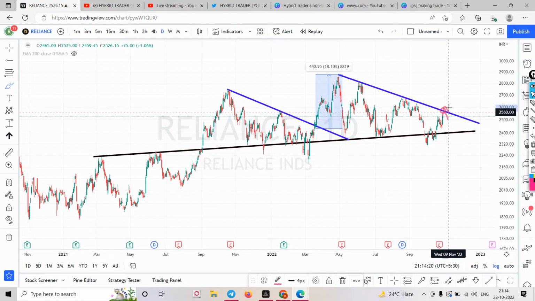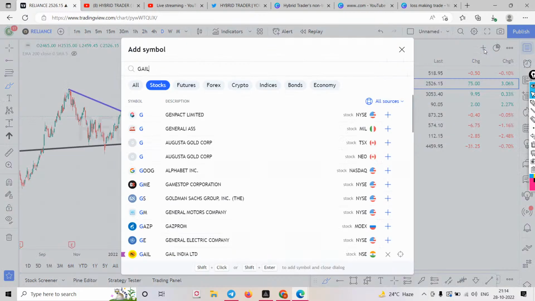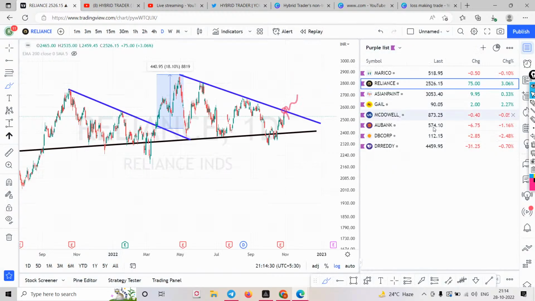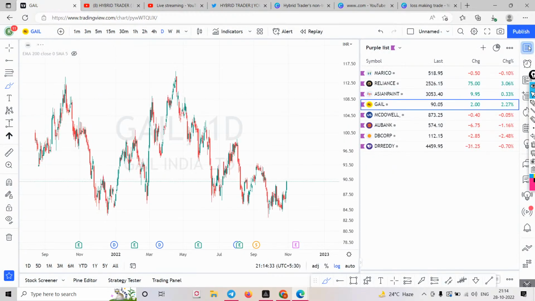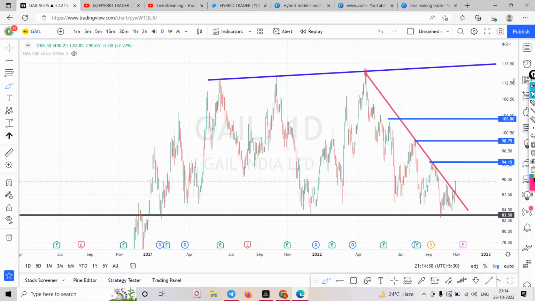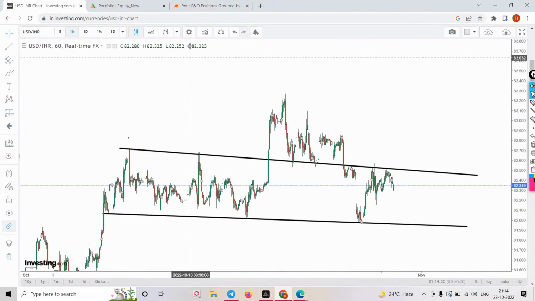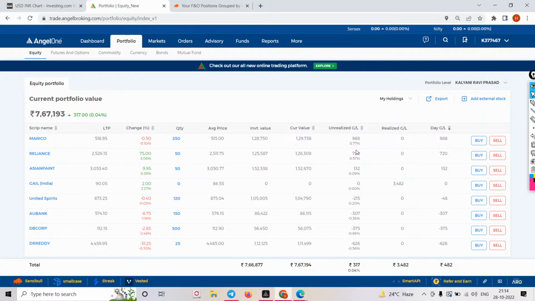What if it breaks out the way we have seen in GAIL? Everything is correlated. Where is GAIL actually? Let me get you GAIL here also. The way GAIL has given us this momentum, we have discussed that, right? Even this was having the same sort of triangle pattern. It gave a breakout. That's the reason I went long in Reliance, by expecting a breakout. So today I almost got 720, which is 3.5%, in just 2 hours. Let me show.